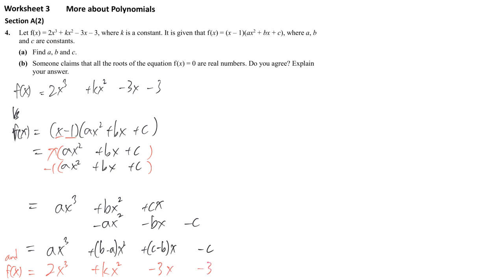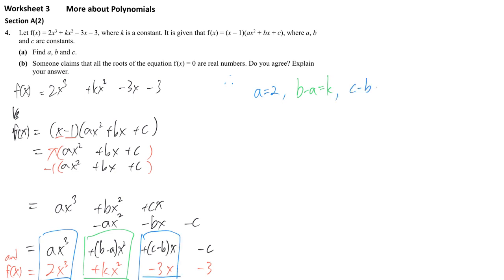Just like what I told you, every term must be the same. That means these two basically must be the same thing. Therefore, we know a is equal to 2. Second finding, this is also exactly the same as each other, so we know b minus a is equal to k. Repeat the same thing term by term, so we also know that c minus b is negative 3. The last group, we know that negative c is equal to negative 3.